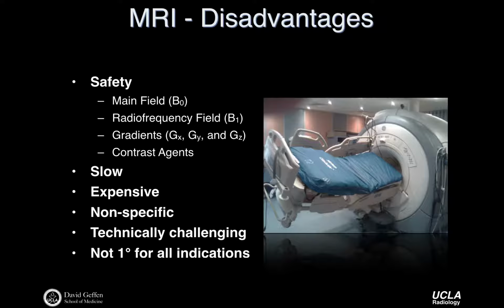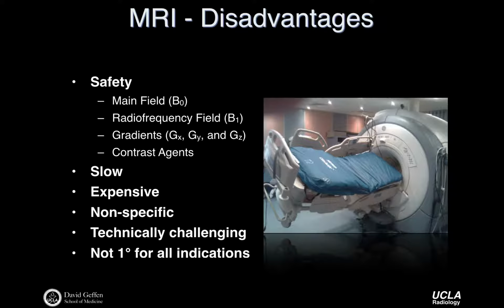Other disadvantages, MR is oftentimes regarded as somewhat slow. We'll talk a lot about imaging speed and how to accelerate imaging. This is something that's gotten an extraordinary amount of attention in MR over the last probably 20 years. It's certainly not known for being cheap. We'll talk about the expenses.